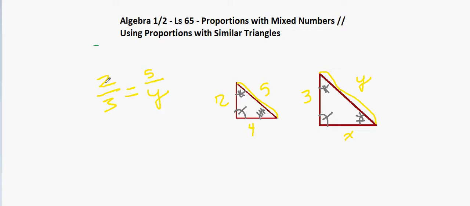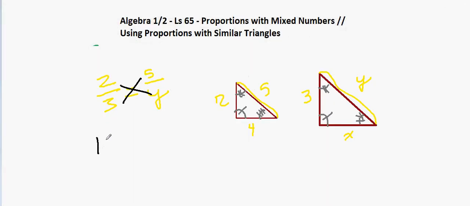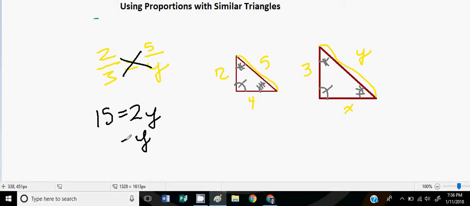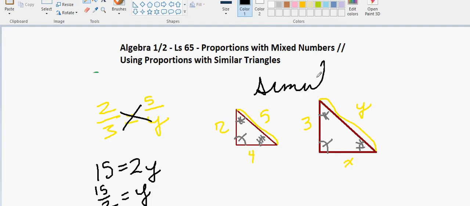Okay, I picked a side and compared it to a side. I picked another side and compared it to the unknown. How do I solve for this proportion? 15 is 2y. The y measure can be determined when we have a corresponding similar triangle. These triangles are called similar triangles. Can we do it for x?